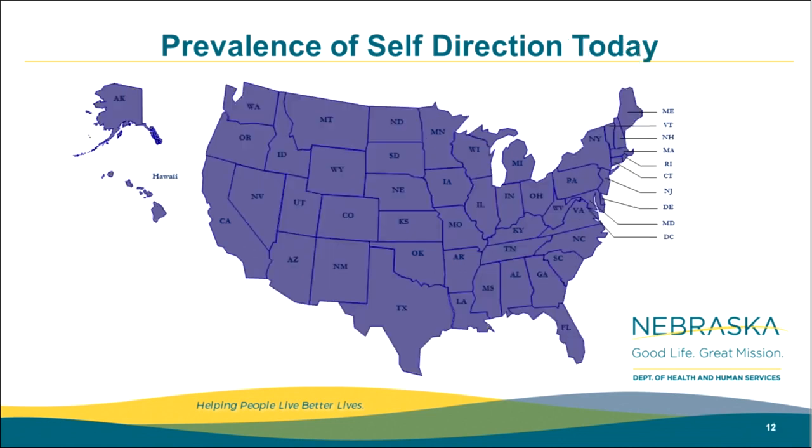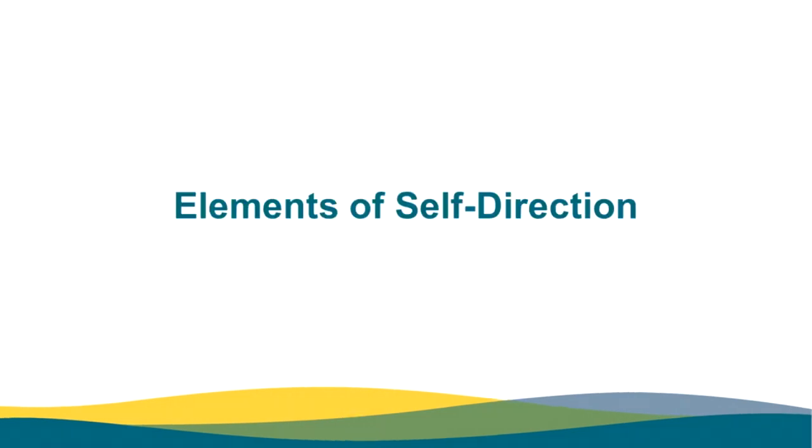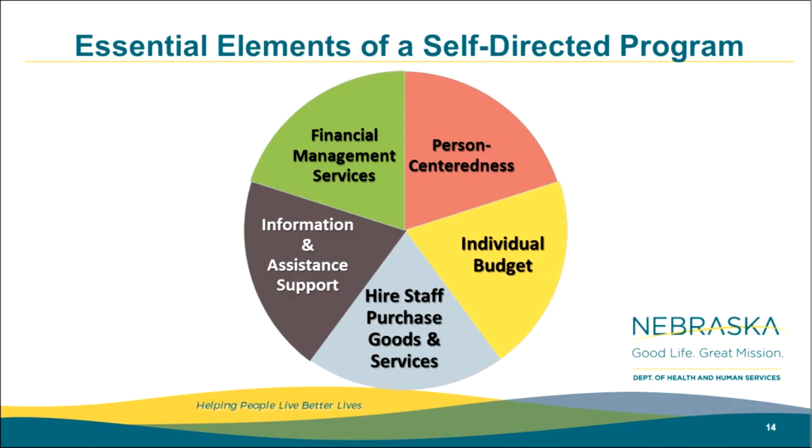Today, this picture has dramatically changed. All states in the country have some type of self-directed program for people with developmental disabilities, physical disabilities, or seniors with high support needs. We will now take a look at the elements of self-direction that are essential to participants to plan and manage their own services. This pie chart depicts the elements of a self-directed program as found in Nebraska. Self-direction begins with person-centeredness. The person-centered plan is known in Nebraska as the Individual Support Plan, or ISP.